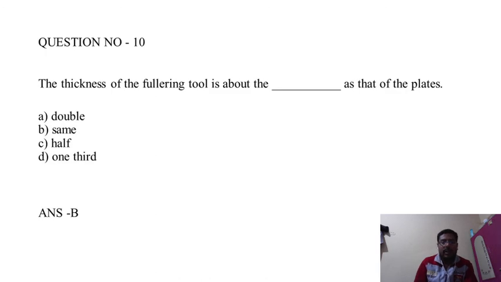So your correct answer is option B. The thickness of the fullering tool is about the same as that of the plates. So these are the questions.